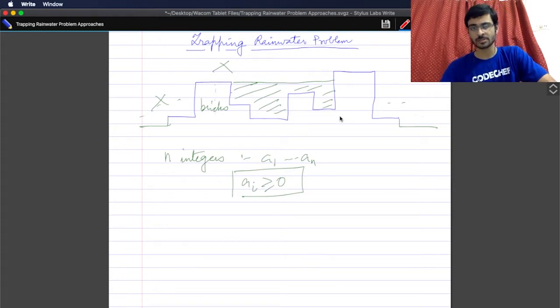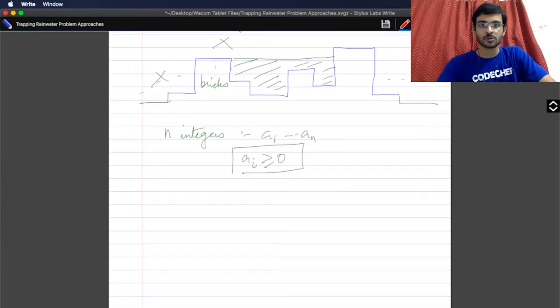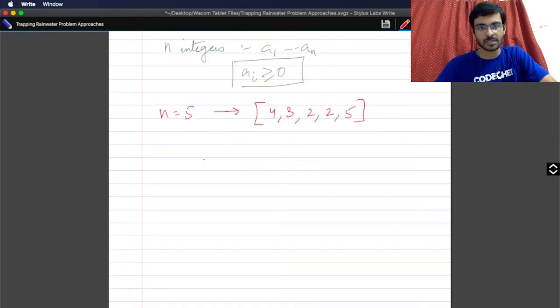You can of course pause the video and think, but if you have thought about it, you can again start thinking from this particular hint. By the way, a1 to an, what sense does it make? Suppose n is equal to 5 and we have the array 4 3 2 2 5. Then this basically means that it will look something like this.